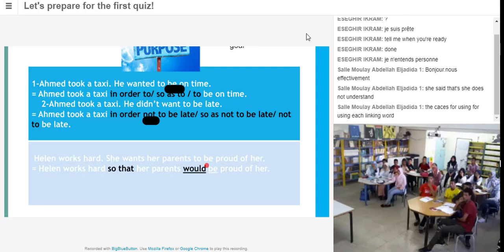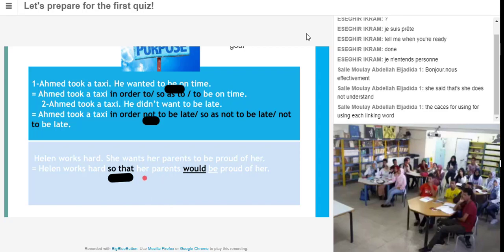Now, what do we notice here? We notice that the two subjects here are different. It's Helen who works hard, and it's her parents who are going to be proud of her. Now, when you have this case of two different subjects, or you are talking about two different groups of people, you can't use in order to or so as to, you must use so that. And when you want to use so that, so what happens here? You can use so that plus the her parents. Her parents here is what?